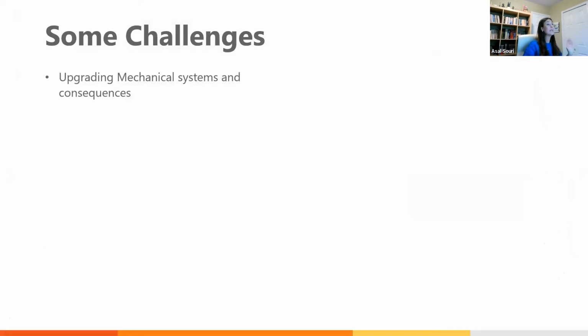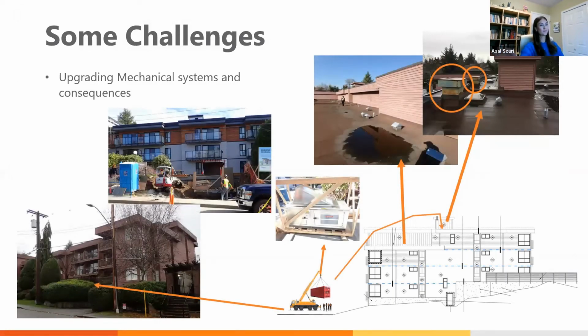Another challenge is upgrading the mechanical system and dealing with the consequences. That was an interesting job where, along with the building envelope renovations, the owners decided to replace the makeup air units on their roofs with new ones. As you can see here in the elevation view, the building is on sloped ground with two roofs, upper and lower, and the makeup air units are located on the upper roof, which is at the back of the building. That's the front of the building, which is here.